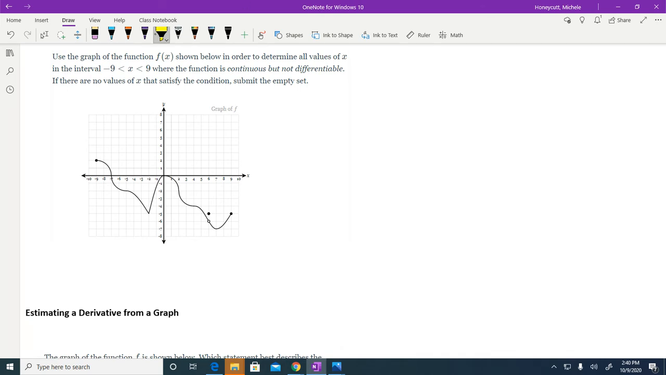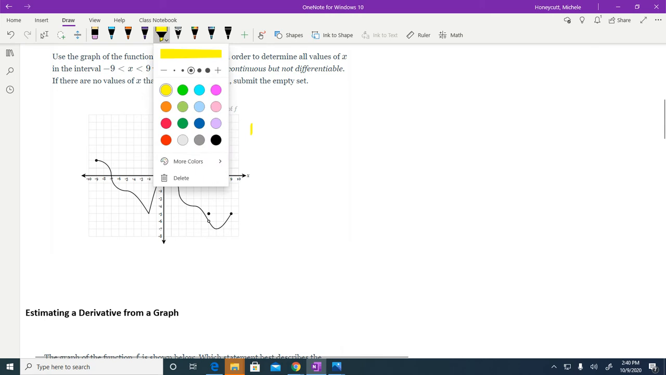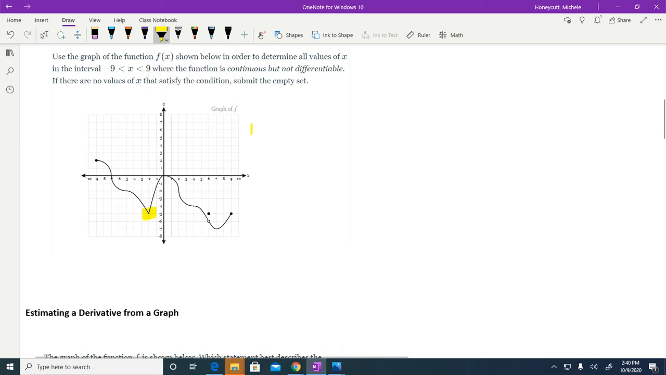So it looks like I have a corner point right here. I'm going to have to draw it. So there's a corner point and a vertical tangent line. So there's a corner point at x equals -2, and then a vertical tangent line. Let me draw a vertical line.